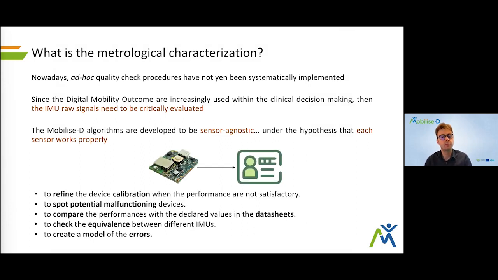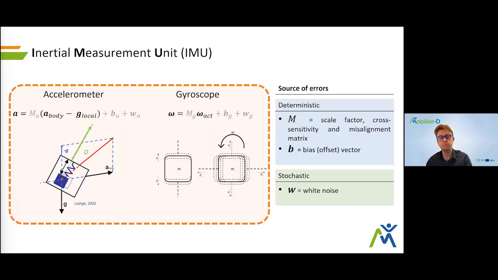To characterize an IMU means to perform a battery of tests in order to discover its identity card in terms of metrological performances. These tests are developed to refine the device calibration when the performance is not satisfactory, to identify potential malfunctioning devices, to compare the performance with the declared values in the data sheets, and also to check the equivalence between different IMUs. It is also possible to create a mathematical model of the errors.